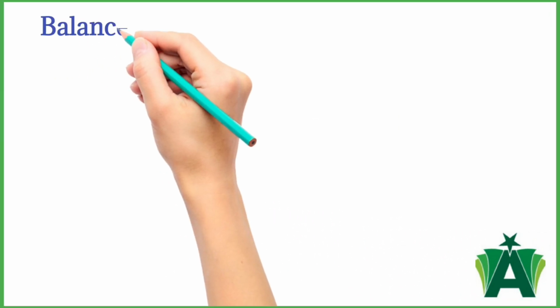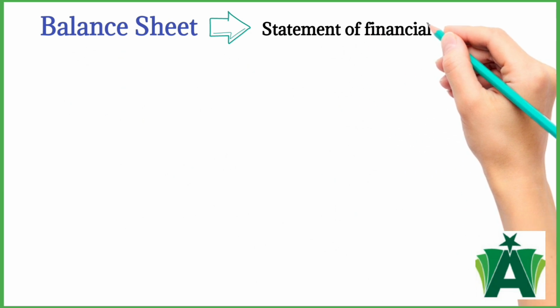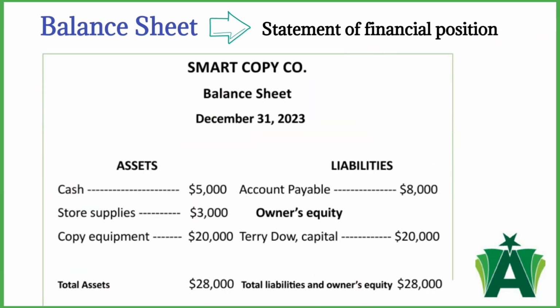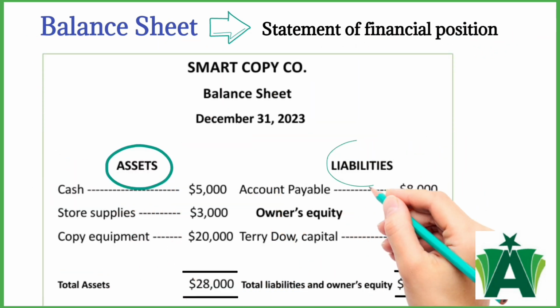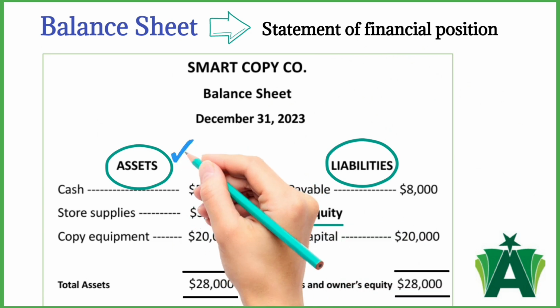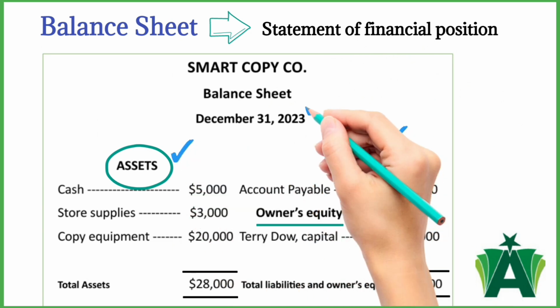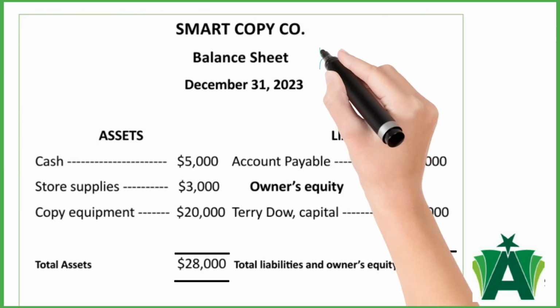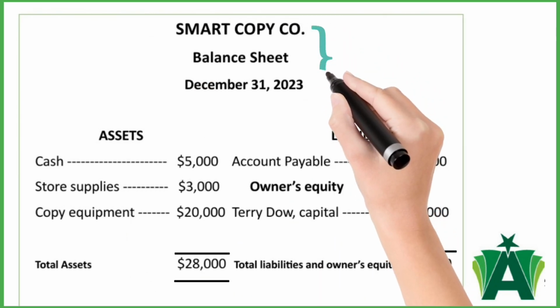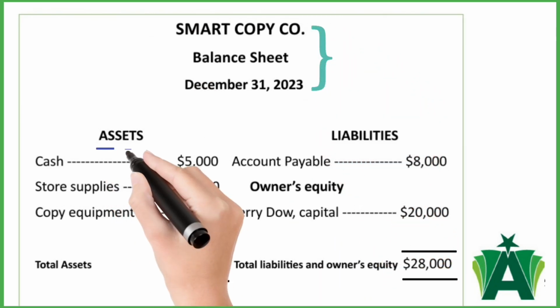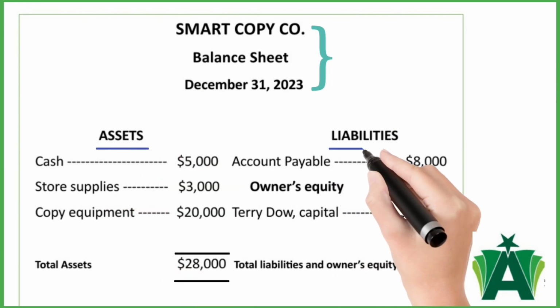A balance sheet is also called a statement of financial position. It is a statement of assets, liabilities, and owner's equity, which shows the financial position of the business on a particular date. Now we analyze the balance sheet of Smart Copy Company. The heading shows the specific date on which assets and liabilities are identified and measured.